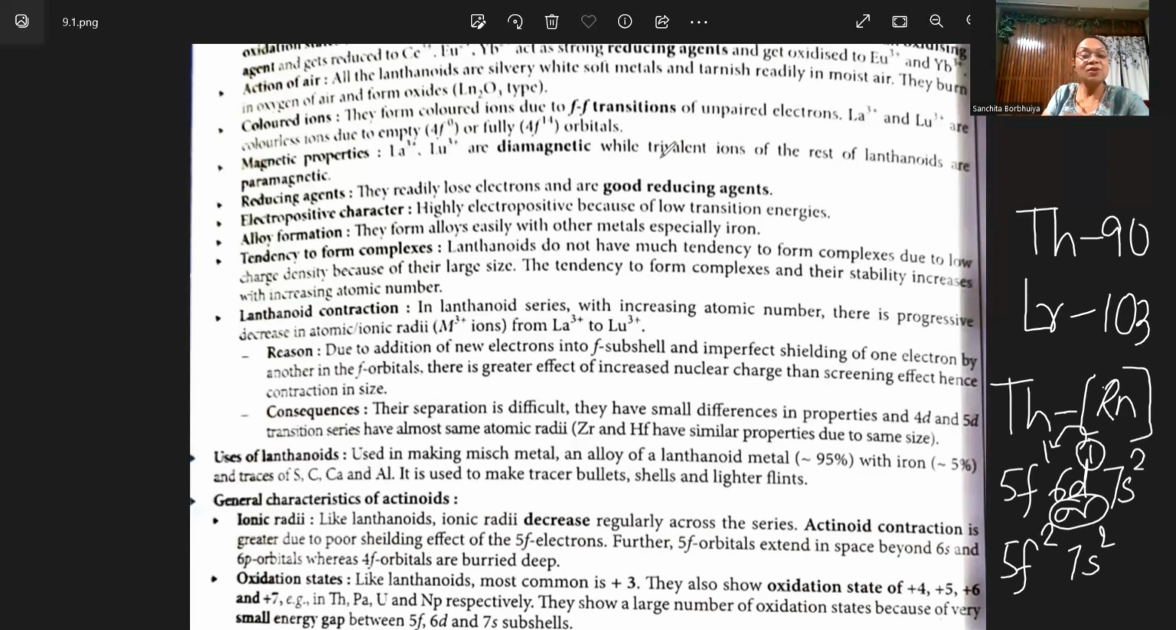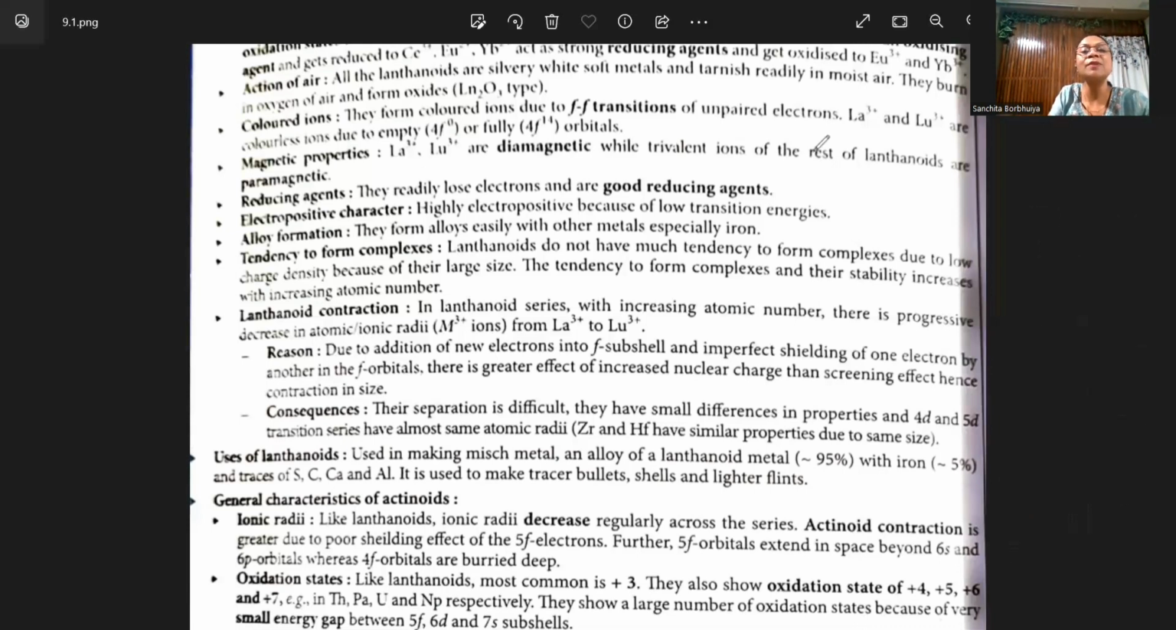So in this case also, you can have a +4 oxidation state for thorium, as you can see, in order to have a radon configuration, and so on and so forth. And yes, because there is a small energy gap not only between the 5f and the 6d, even the 7s shells, they tend to have a large number of oxidation states. Okay, so let's go on to the next one.